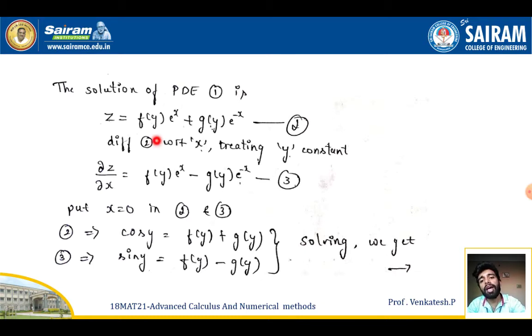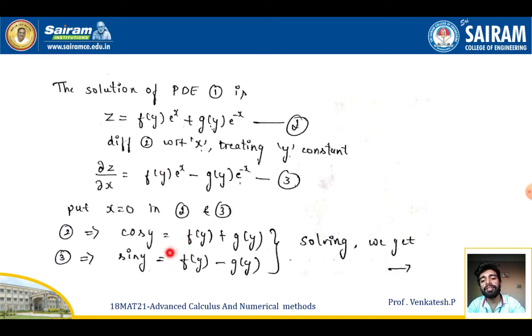Since f(y) and g(y) are constants with respect to x, I'm keeping them as they are. Differentiating e^x gives e^x only. Differentiating e^(−x) gives −e^(−x). Now I'm going to replace x = 0 in equations number 2 and 3.